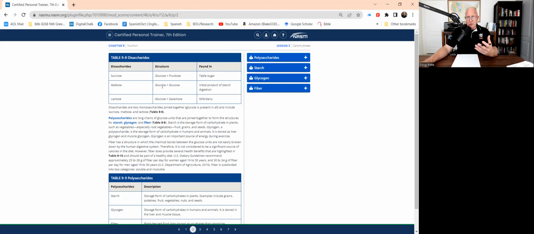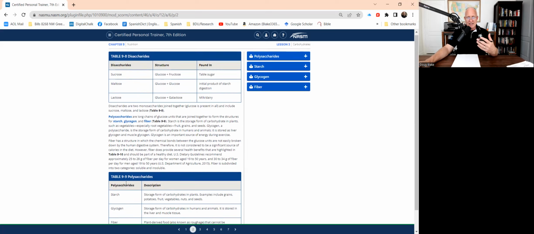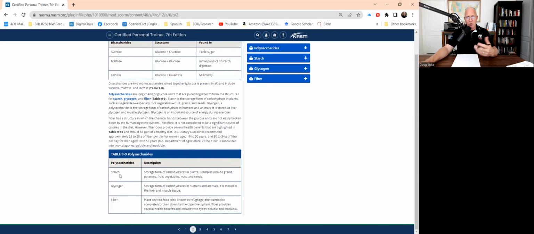And look, I'm not asking you to remember this. It's not necessary. This is actually just interesting information. Again, if they were to ask you a question on table 9.7 or 9.8 or 9.9, it would be simply to know that lactose and sucrose, for instance, and maltose are disaccharides, not monosaccharides, just as a for instance.